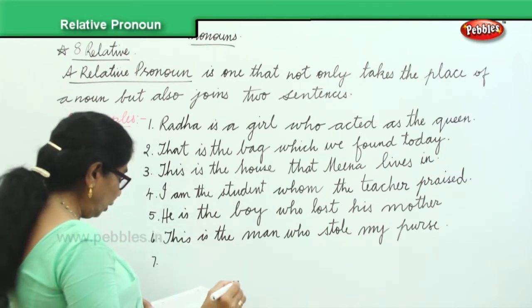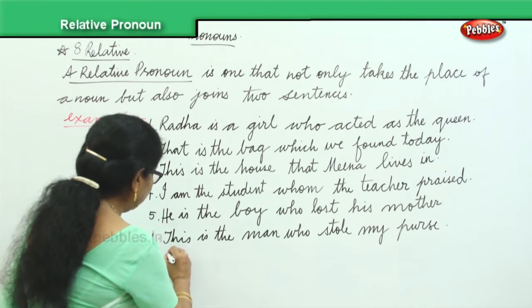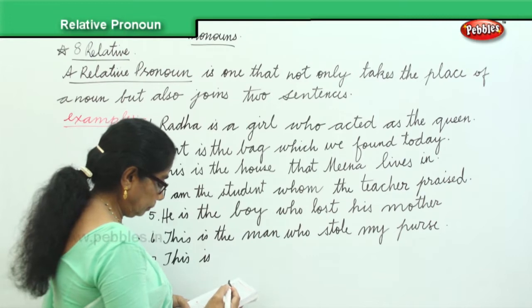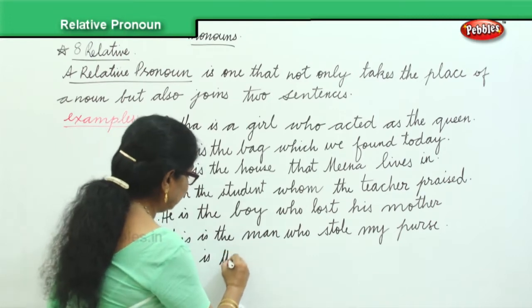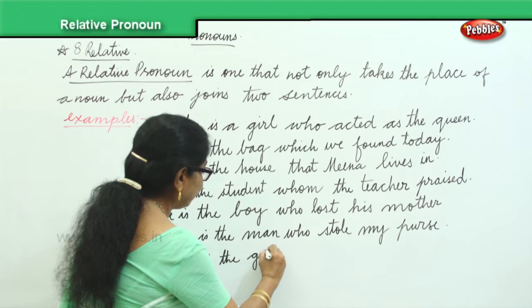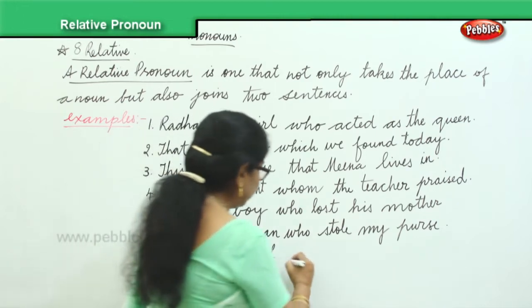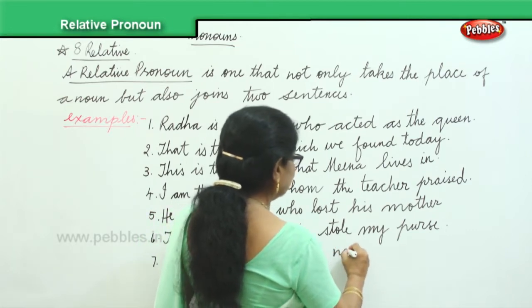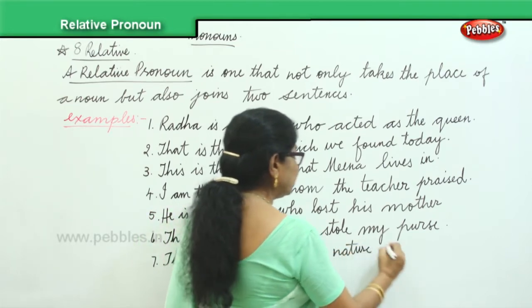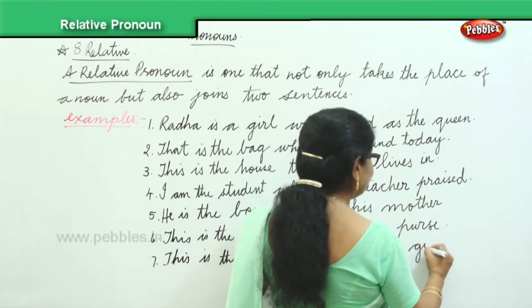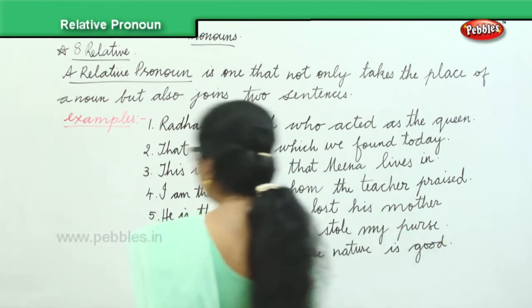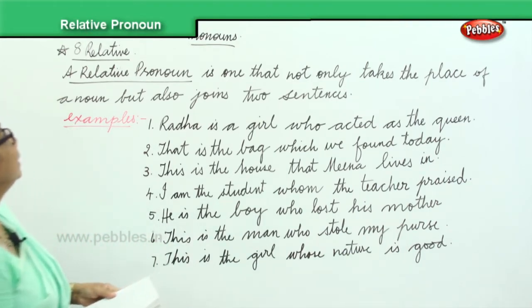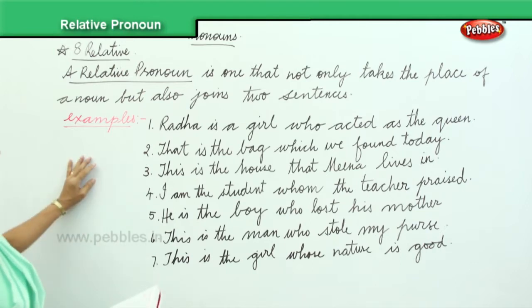This is the girl whose nature is good. Now let's look at all the relative pronouns in these sentences.